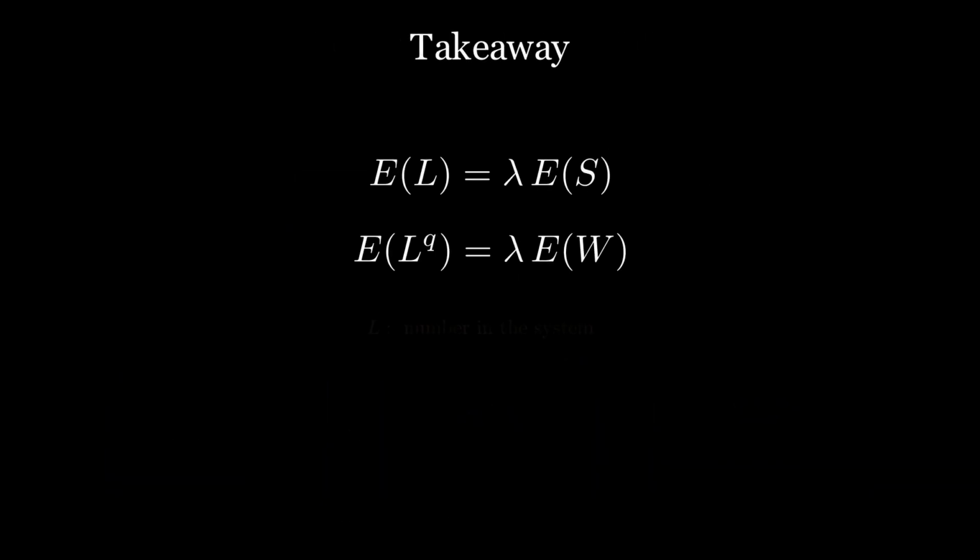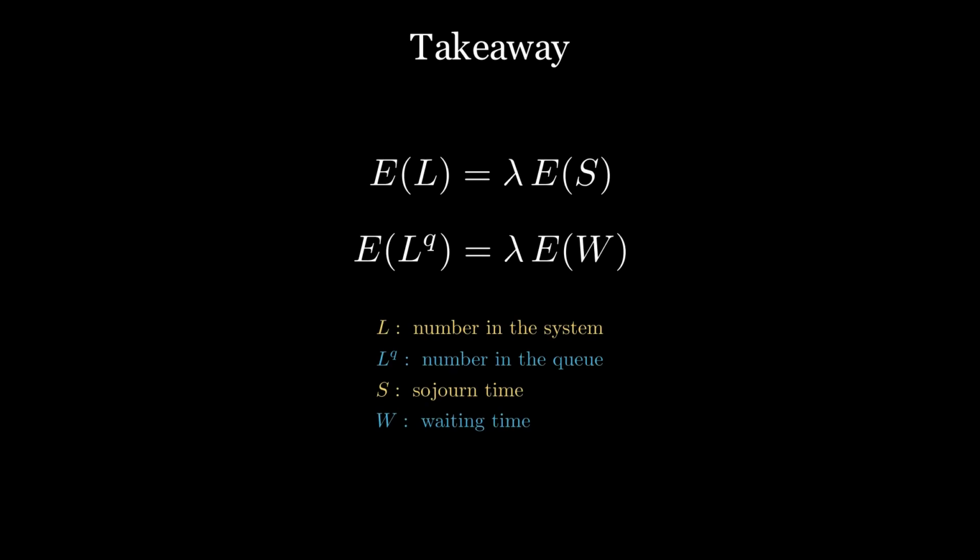The main idea is simple. Average number equals arrival rate times average time. The takeaway from all of this is that if you know how fast customers arrive and how long they spend in some part of the system, then you can work out the average number of customers there.